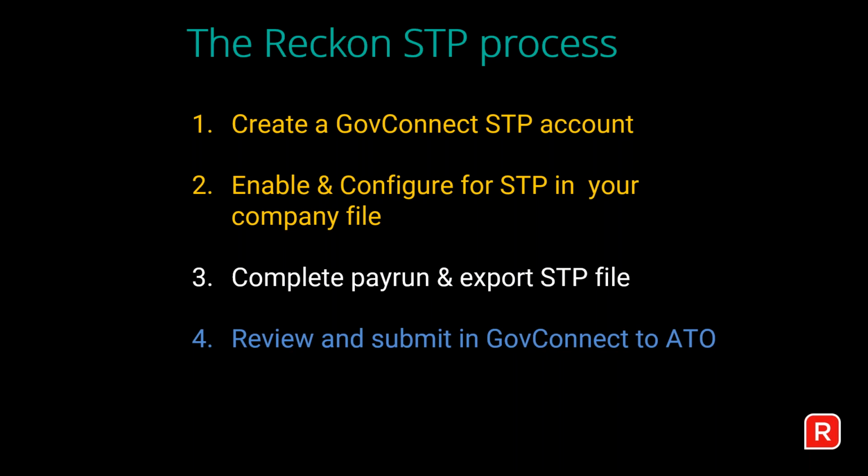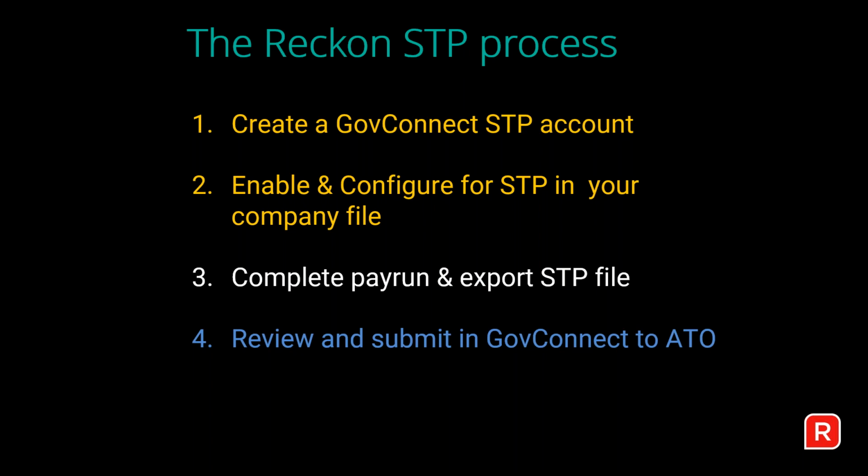The Reckon STP process follows 4 basic steps. Firstly is the creation of the GovConnect STP account, and then you need to enable and configure STP in your company file. Those 2 steps are sort of like an overhead step. You do it once and you don't really have to worry about it again.